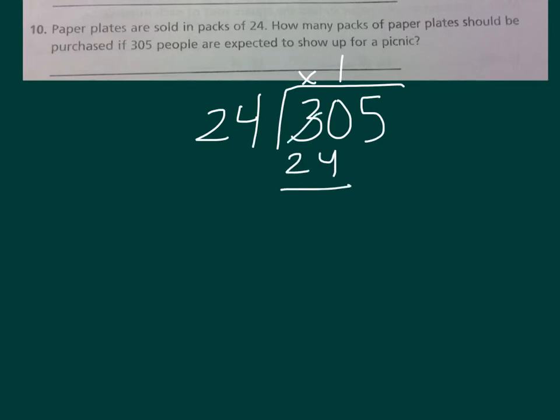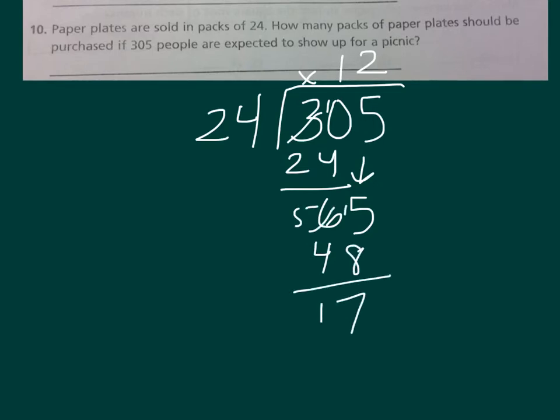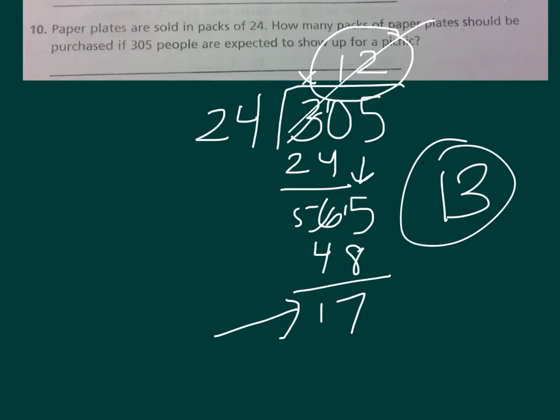I know 24 will only go into 30 one time. And 24 will go into 65. I'm going to try twice because 2 24s I know is 48. And then when I subtract, I'm left with 17. This means if I buy 12 paper plates, 17 people are not going to have a paper plate to eat off of. So that means I need to buy 13 packs so everybody has one.